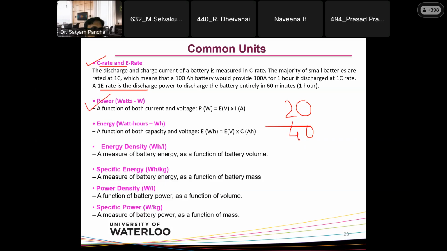And next is power, which we all know is measured in watt or kilowatt, that is voltage times current. Energy is watt hour, so basically amp hour times the voltage of the battery. Energy density is measured in watt hour per liter. Specific energy is measured in watt hour per kg. Power density is measured in watt per liter, and specific power is measured in watt per kilogram.